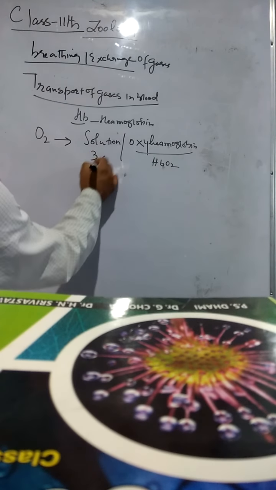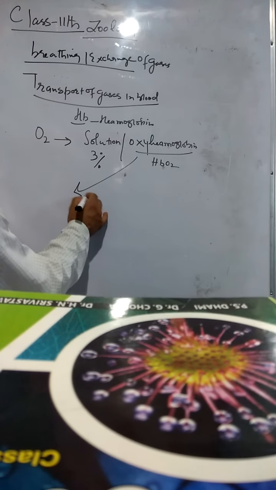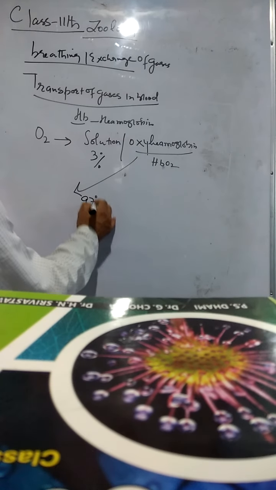Being slightly soluble in water, a small amount of oxygen, about 3% of oxygen, travels as the solution in the plasma. But so far as the oxyhemoglobin formation is concerned, the bulk of oxygen, that is 97% oxygen, is transported through this oxyhemoglobin.